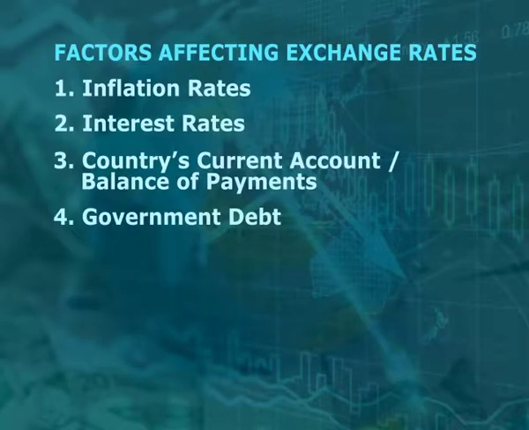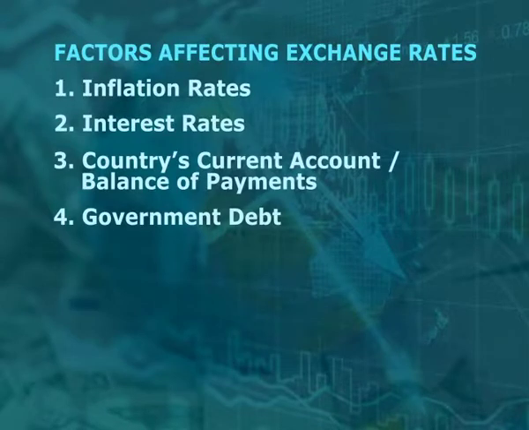Fourth, government debt. Government debt is a public debt or national debt owed by the central government. A country with government debt is less likely to acquire foreign capital, leading to inflation. Foreign investors will sell their bonds in the open market if the market predicts government debt within a certain country. As a result, a decrease in the value of its exchange rate will follow.